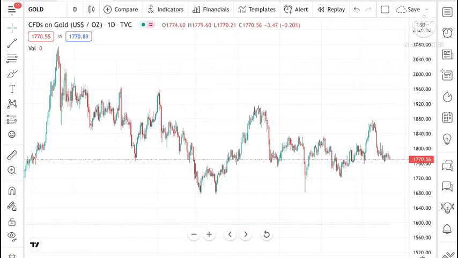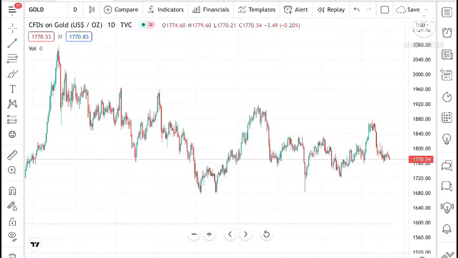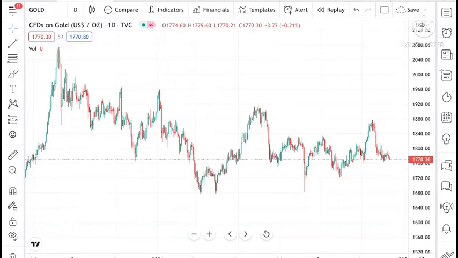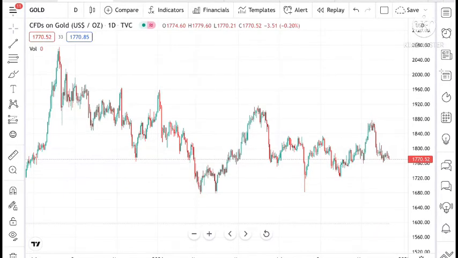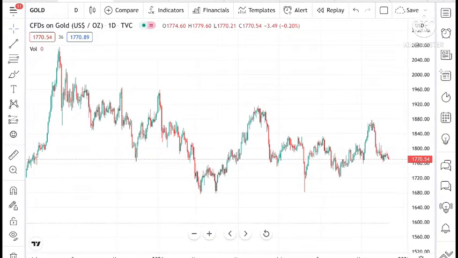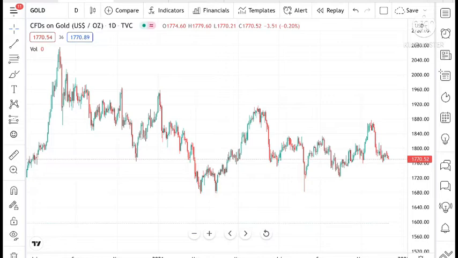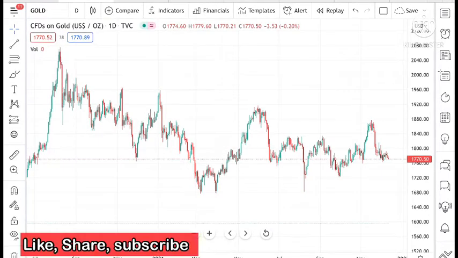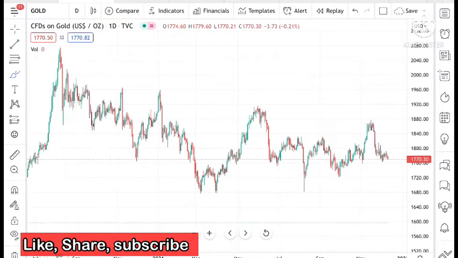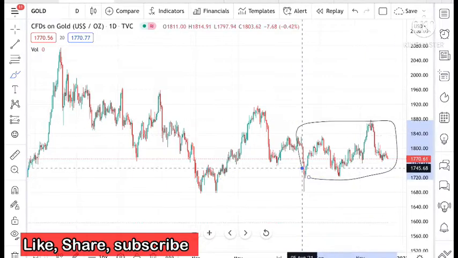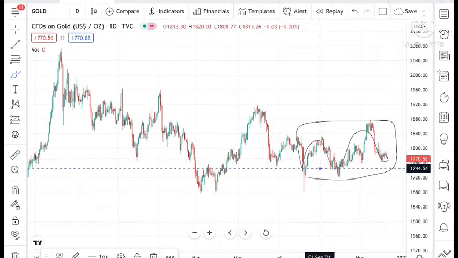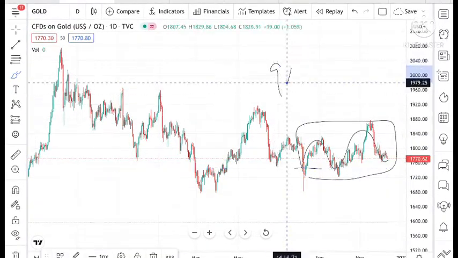So today in this video I will tell you how the gold price has moved in the last week and how the gold price can move in the next week. If we look at the chart, we can see that the gold price is continuously moving in this particular zone, and this is since 9th of August it is moving in this zone.